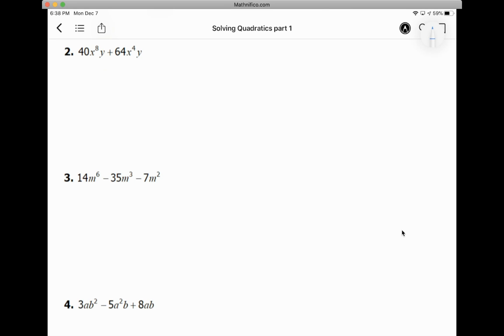Hi everyone. So this time we'll be doing part two of solving quadratics by factoring using the greatest common factor. Like I taught in the first part, the greatest common factor, or the GCF, can be used to factor expressions. But how do you get this GCF? Of course, you need to use the factor tree.